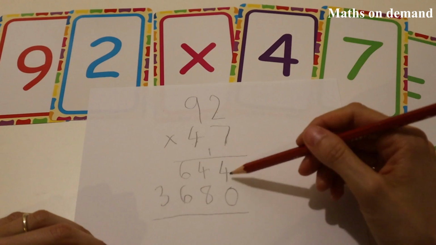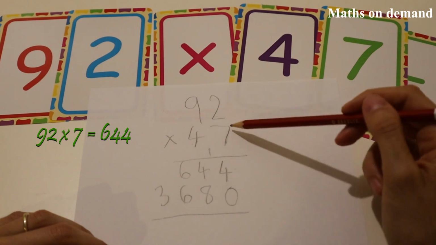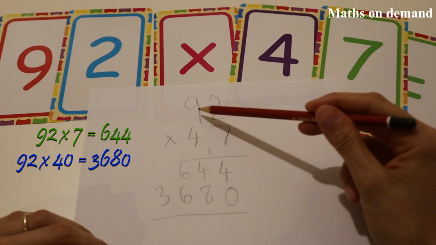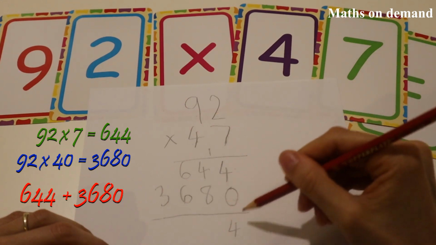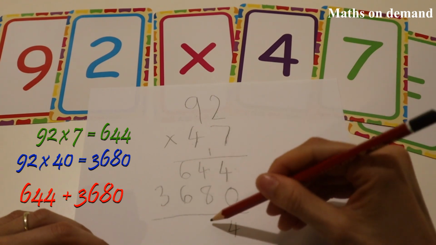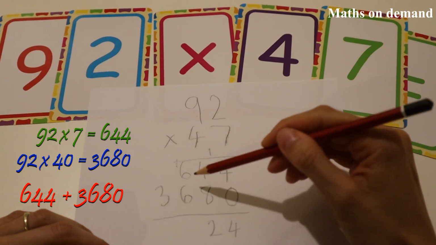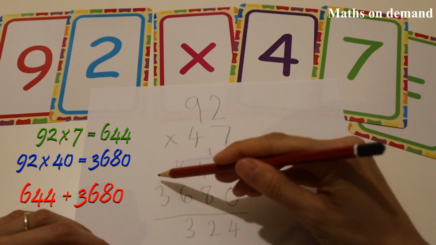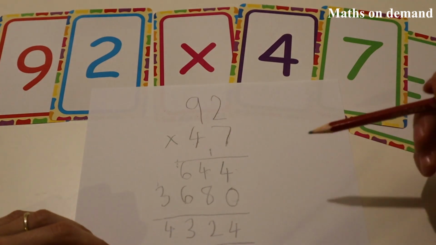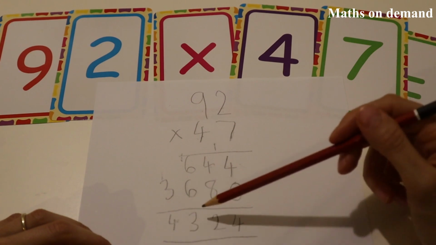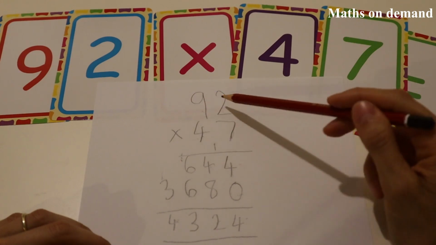Now it's time to add the two rows together, because this one here is 92 times 7 and this one here is 92 times 40. 4 plus 0 is 4. 4 plus 8 is 12, carry the 1. 1 plus 6 makes 13. And then 1 and 3 is 4. So our answer is really big, 4,324.